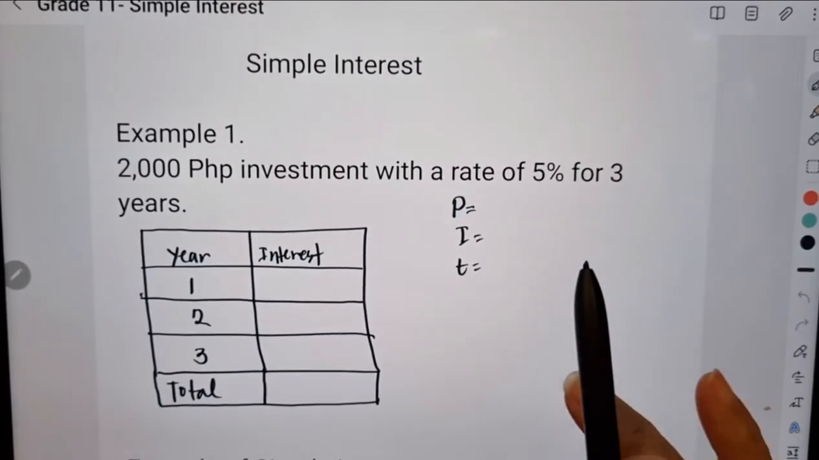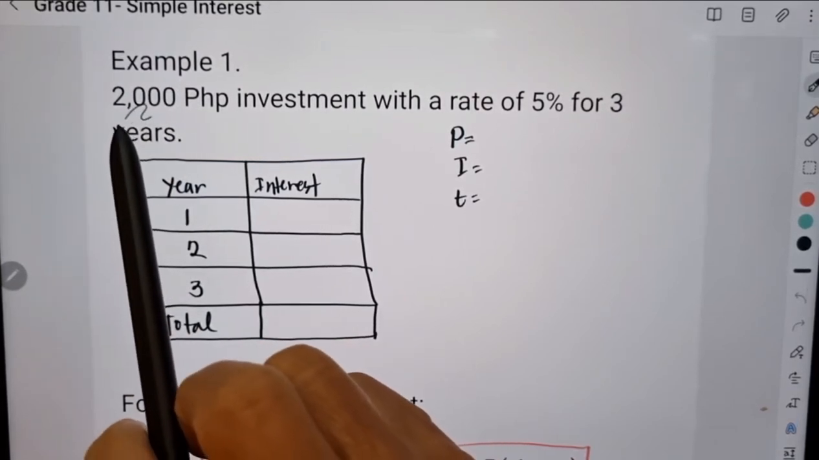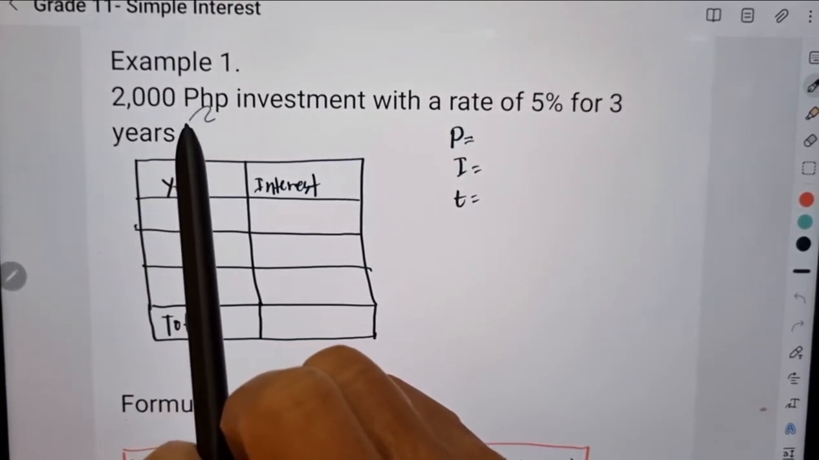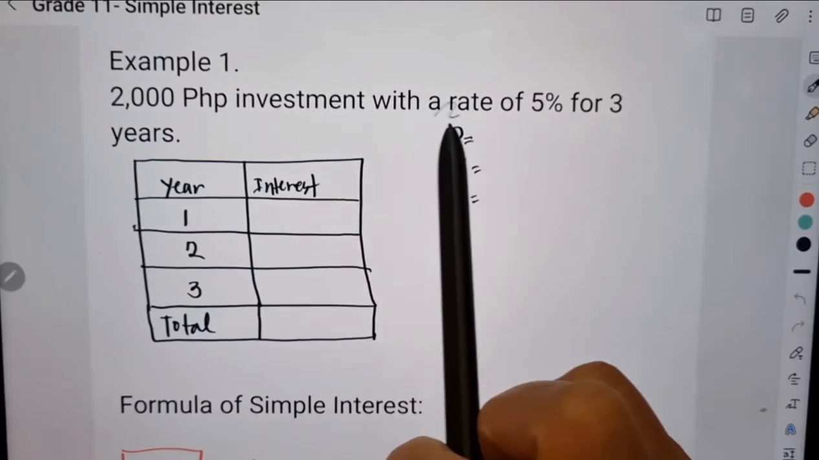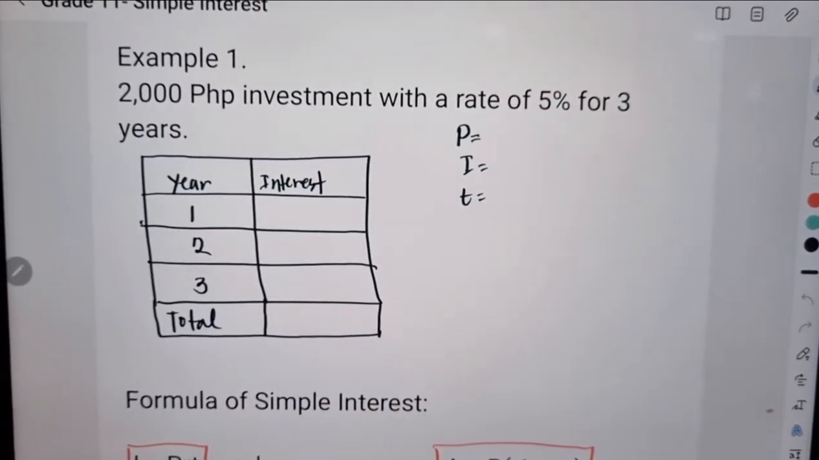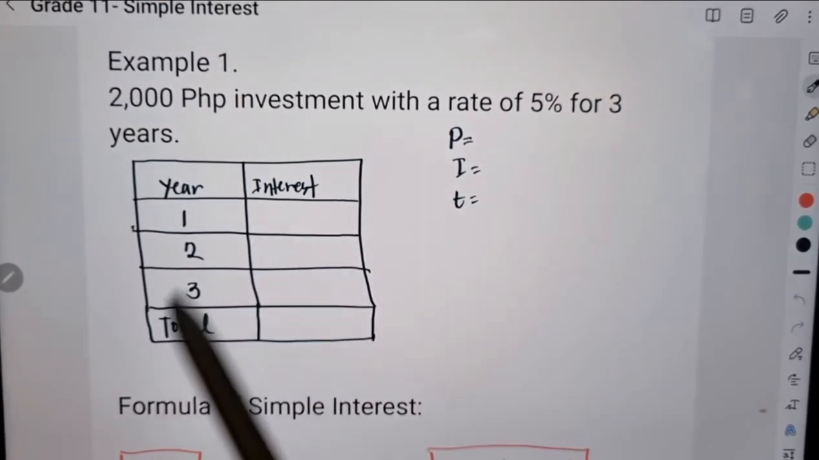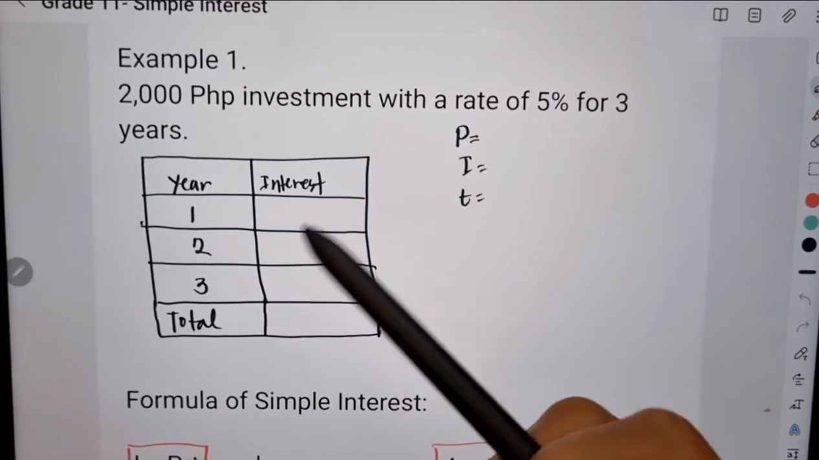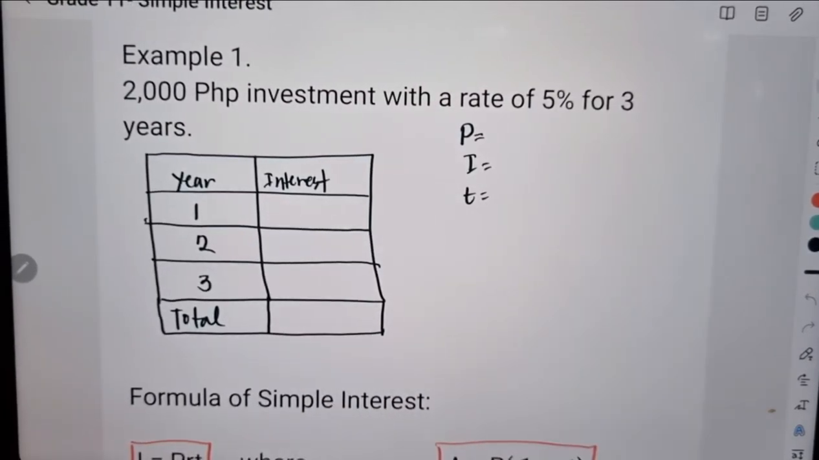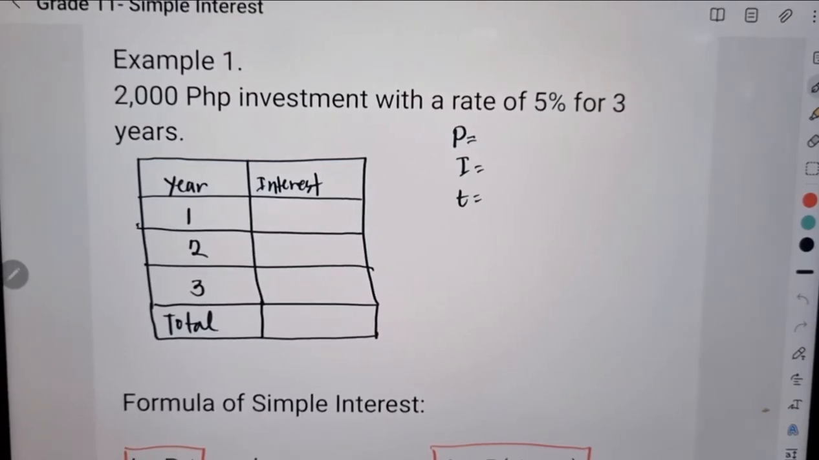Okay, so let's have an example here. I have here, let's say, a 2,000 pesos investment with a rate of 5% for 3 years. Okay, we want to know how much the interest for 3 years of that 2,000 pesos that you invested.